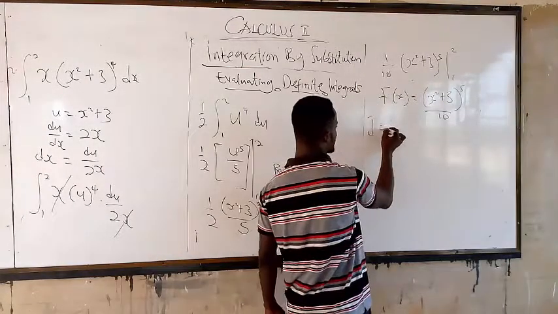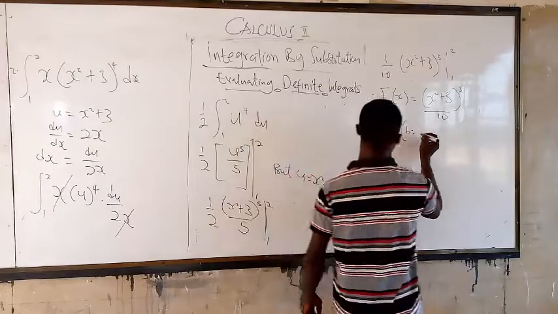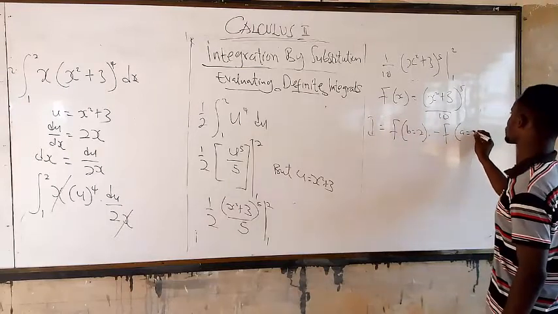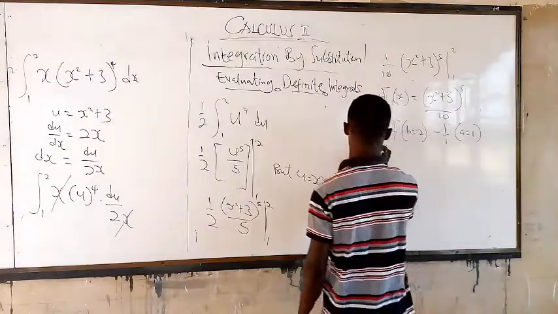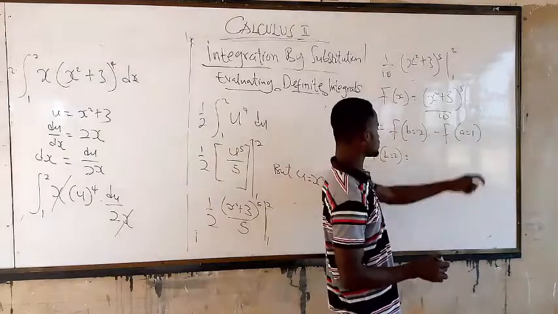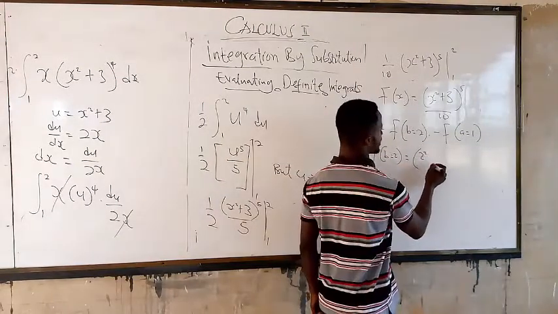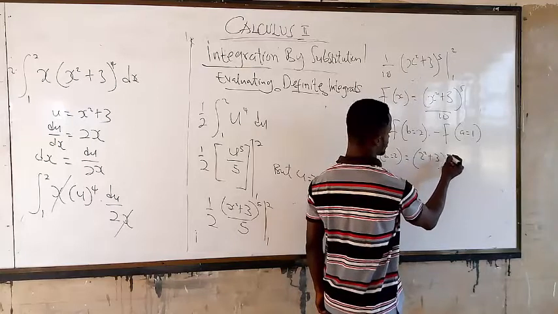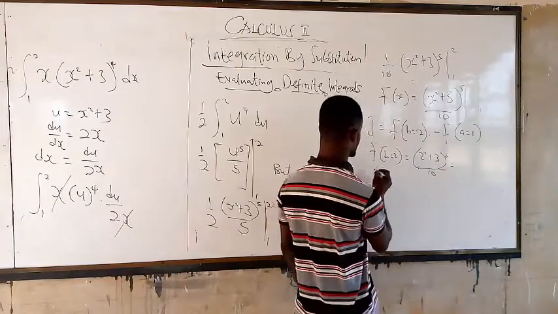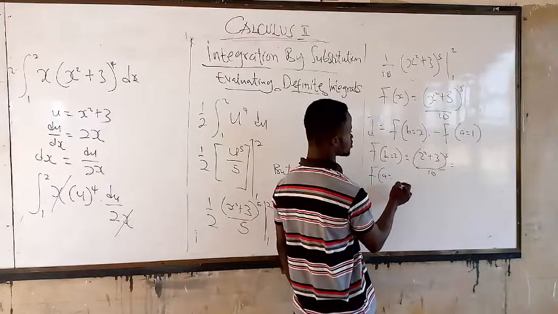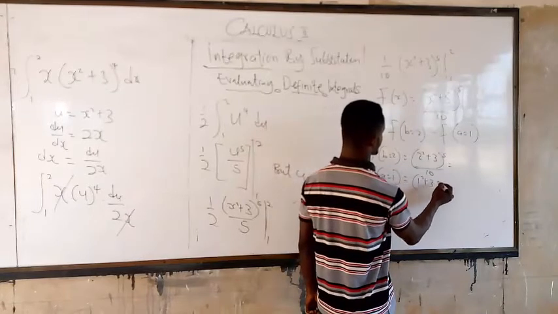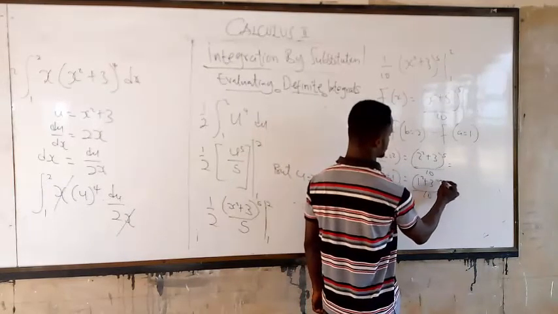So we know that the integral is equal to F(b), where b is 2, minus F(a), where a is 1. So capital F(2): put 2 here, what will you get? 2 squared plus 3, all to the power 5, all over 10. And a is equal to 1, you get 1 squared plus 3, to the power 5 over 10.